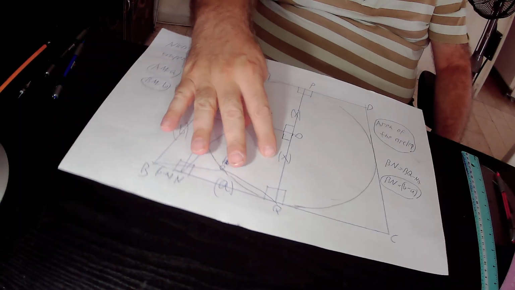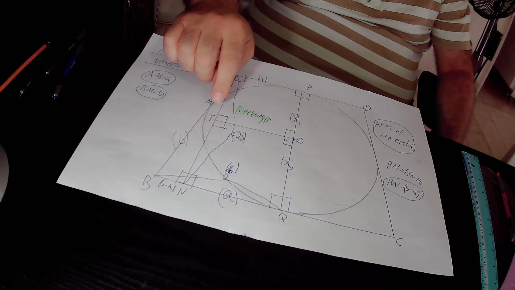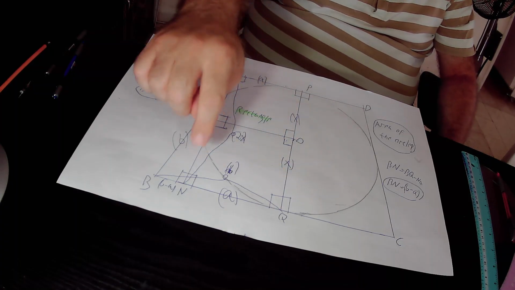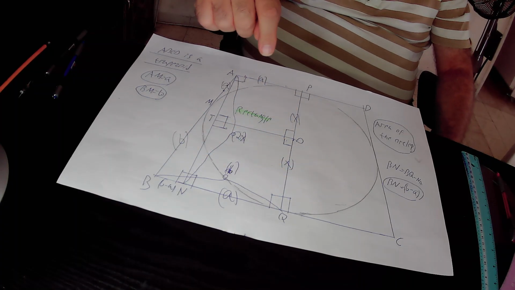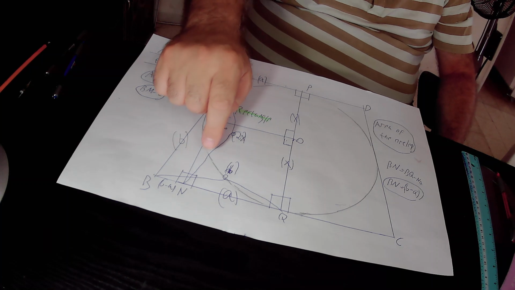Likewise, inside this quadrilateral TOQN, we have 1, 2, 3 angles.